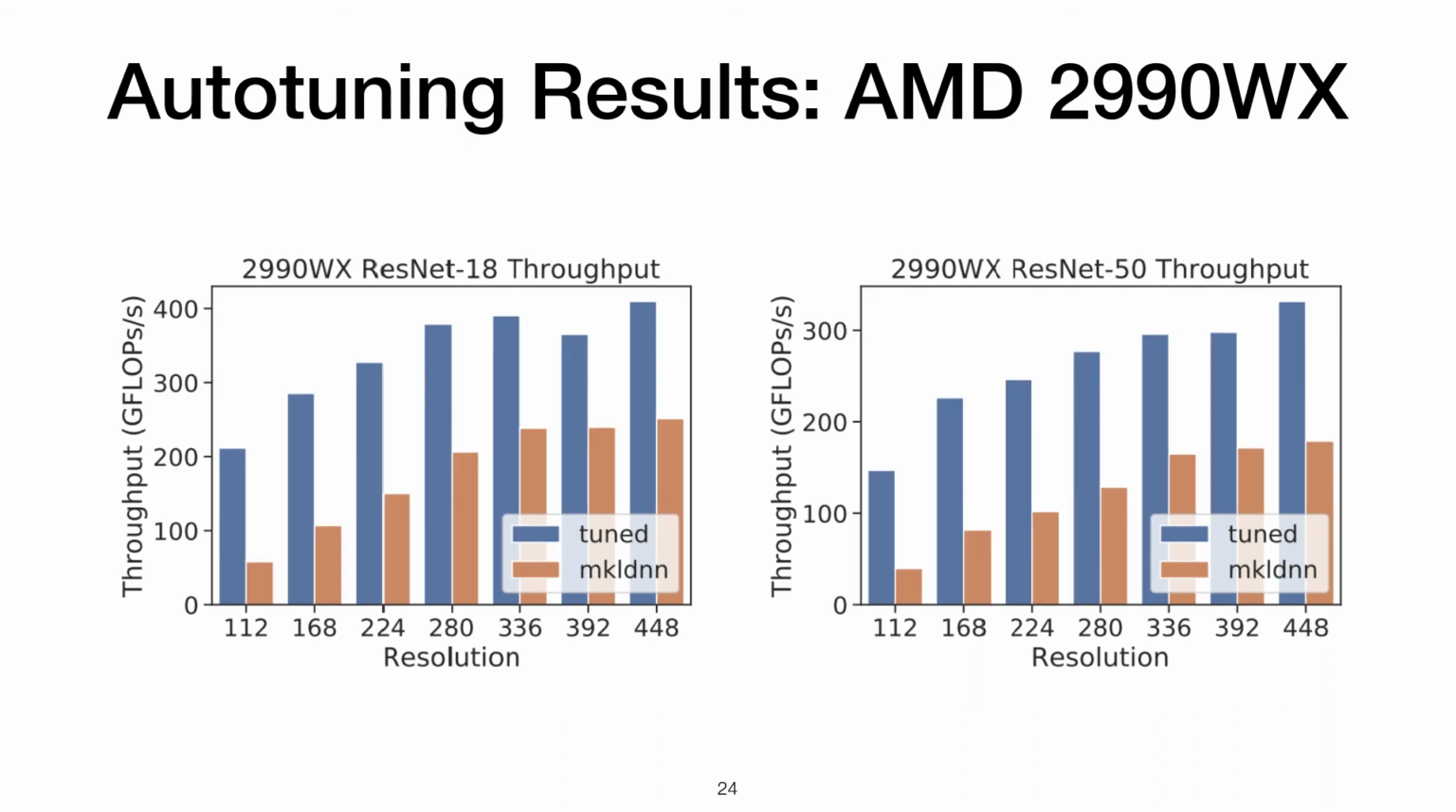Now I'll move to the same comparison, but instead on the AMD 2990WX processor. The y-axis is throughput in GFLOPs per second with different resolutions on the x-axis once again. Here the story is basically the same. The lower resolutions reach a higher proportion of peak throughput when tuned.